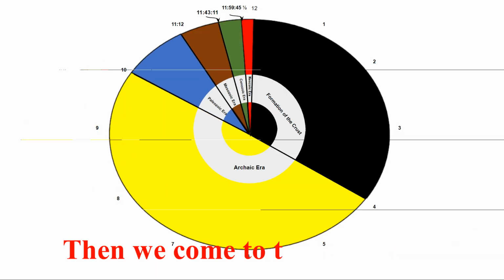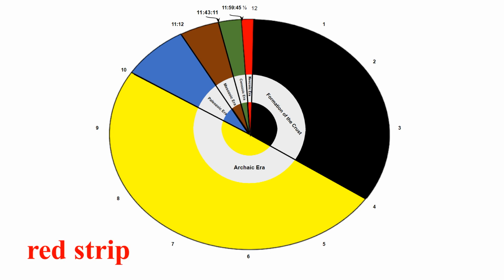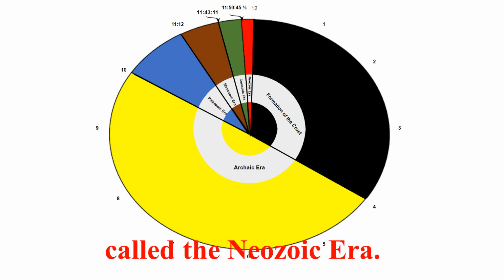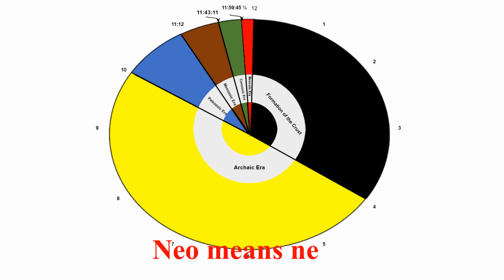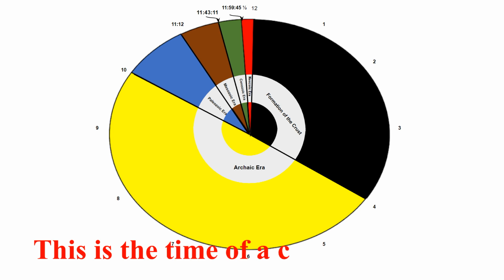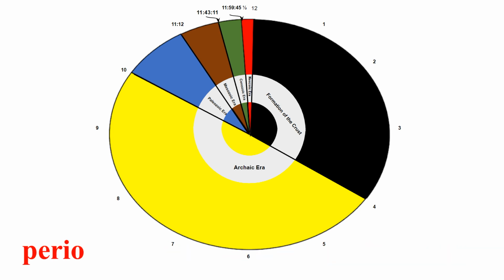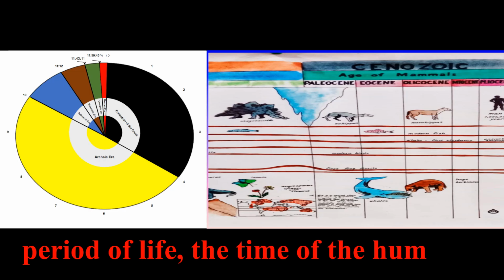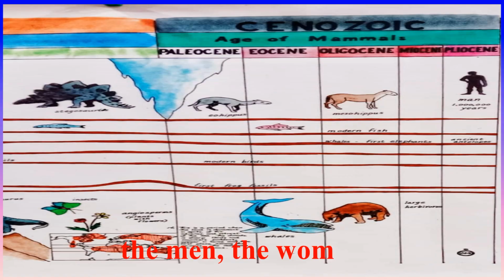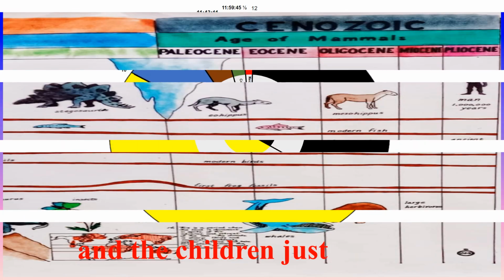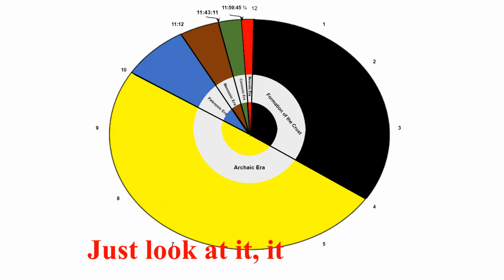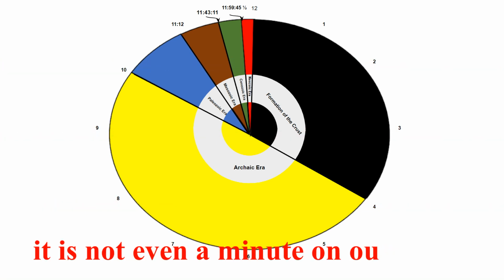Then we come to this tiny little red strip here at 11:59 and 45 and a half seconds called the Neozoic era. Neo means new. This is the time of a completely new period of life. The time of the humans, the men, the women, and the children just like us. Just look at it. It is so tiny. It is not even a minute on our clock.